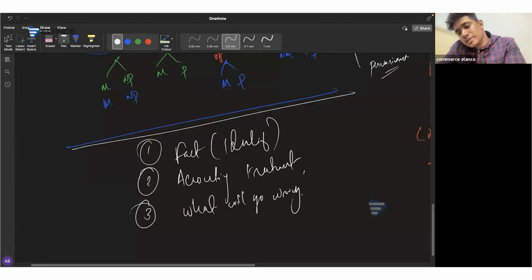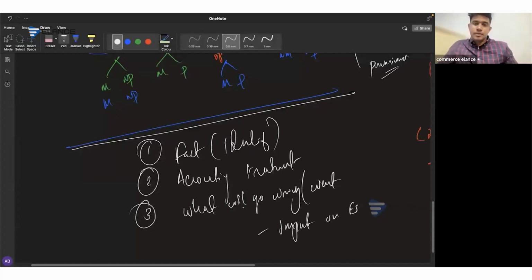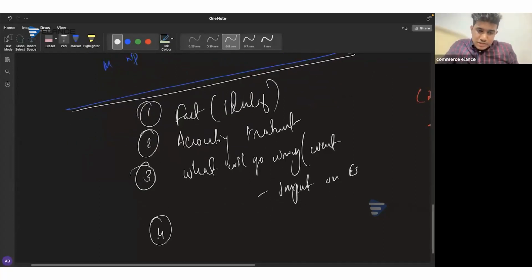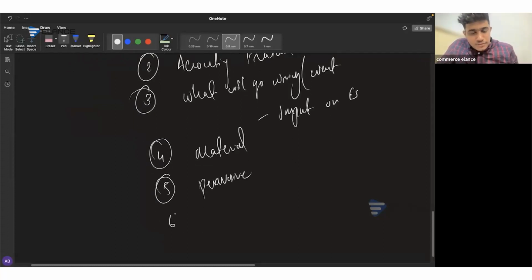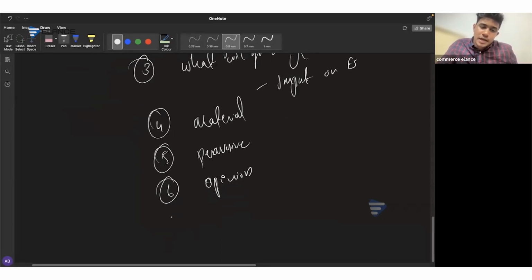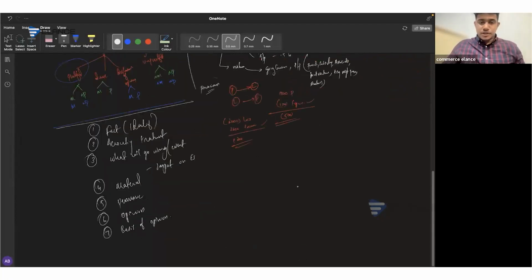Or if it is already misstated, then what went wrong, and the impact on FS have to be given. Then you need to mention whether this mistake is material or not. Then you need to mention whether it is pervasive. Then you need to give your opinion. And finally, after all this, you have to give the basis of opinion as well. So this is how you will be expressing your answer.